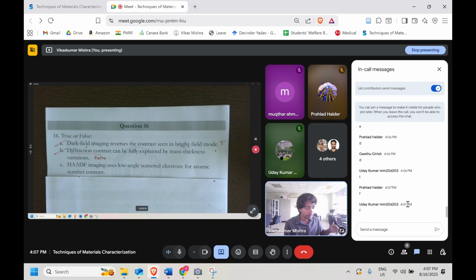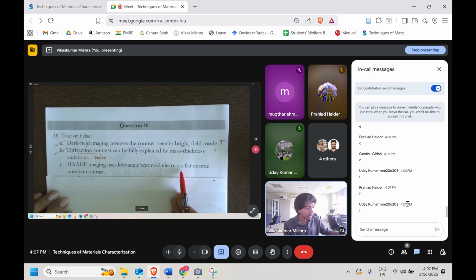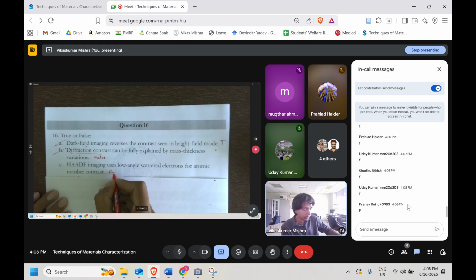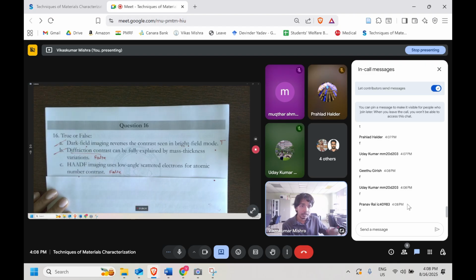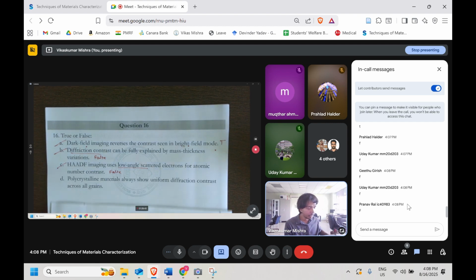Now, the third one, HAADF. HAADF imaging uses the low angle scattered electrons for the atomic number contrast. What do you think? It's false. Very good. The right statement is that it uses the high angle scattered electrons. Okay. Option C.